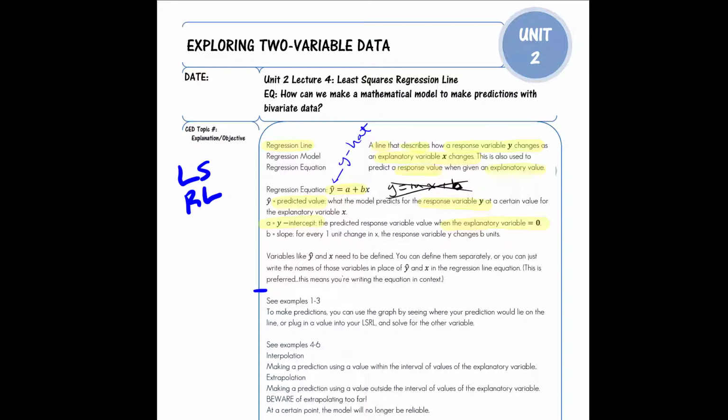b happens to be the slope. So this is like the m that you're used to. It's the rise over run. A positive slope means we're going up and to the right. A negative slope means we're going down and to the right.